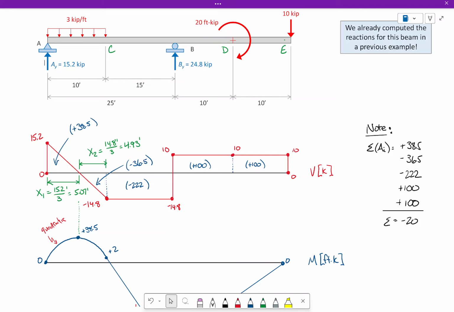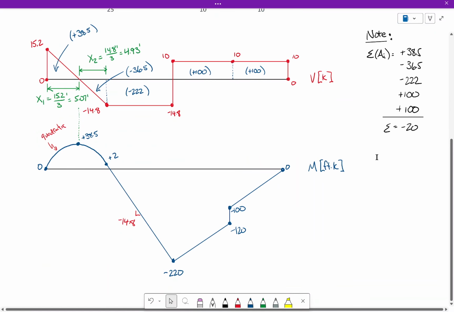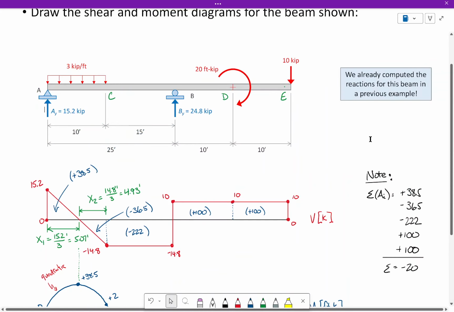Yes? When we're doing these shear and moment diagrams, does the direction of the moment not matter? Yes, it does. Okay, let's talk about that. That's a really good question. So your question is, does the direction of the moment not matter? Of course it matters.